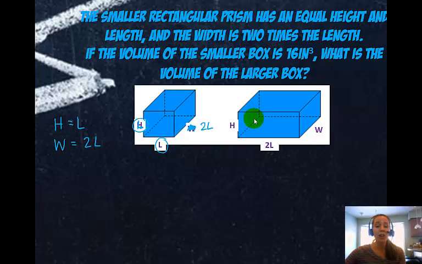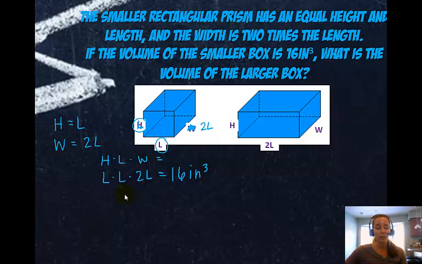Okay, so it says if the volume of the smaller box is 16 inches cubed, what is the volume of the larger box? Well, let's quickly take a look here at how to get the volume of the smaller box, okay? You're multiplying its 3 dimensions. Again, if you want to imagine the pancakes, you can imagine that bottom rectangular pancake stacked up, or you could imagine that front square pancake stretched out to the back, either way. But we're getting L times 2L because we said H was L. L is obviously equal to L, and width was equal to 2 L's. So when we multiply those to get our volume, we end up with 16 inches cubed.